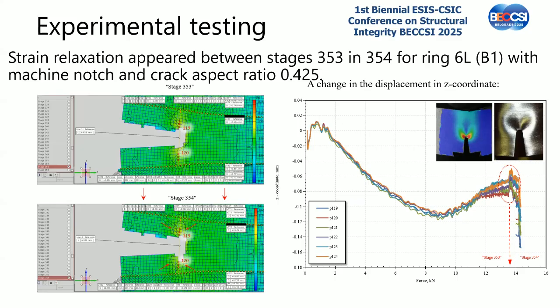But there is always the problem of finding the crack initiation for fracture toughness. And here, how we found it: by observing the surface, where we made a lot of parallel lines, and we look between the two stages. Here is stage 353 and 354, when you have the drop of displacement.